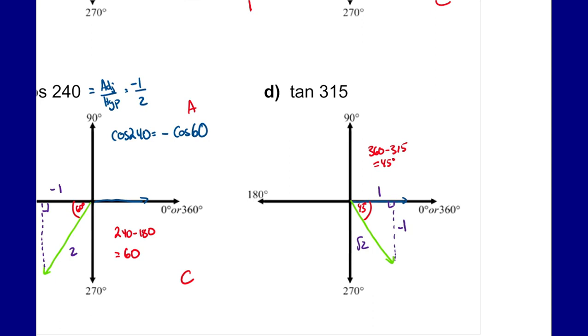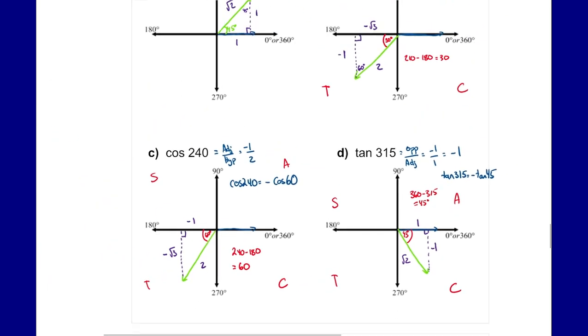For tan, tan is opposite over adjacent. The opposite is negative 1 over 1, or just negative 1. So tan of 315 is equal to negative tan 45. And again, that makes sense because of C, A, S, T, only cosine is positive in this quadrant, so it makes sense that the tan ratio is going to be negative.